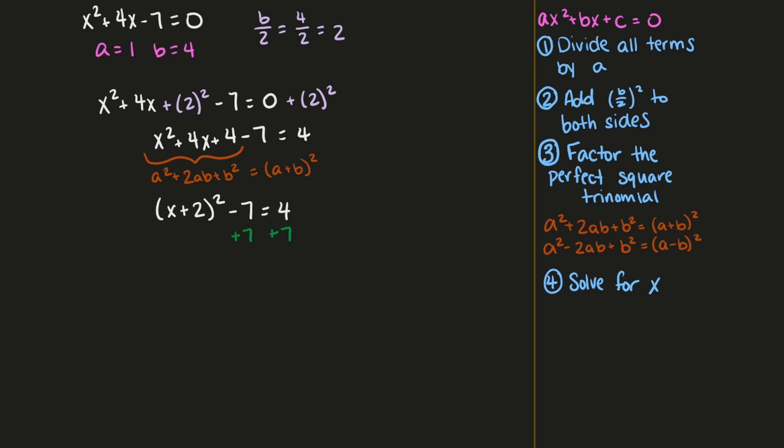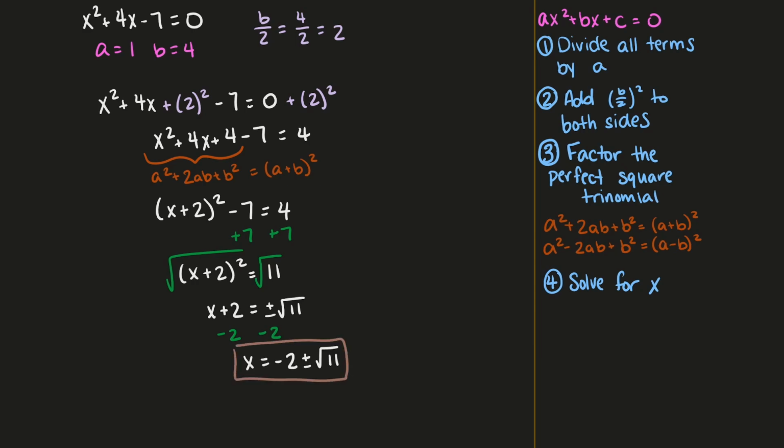We'll start by adding 7 to both sides, and we get x plus 2 squared equals 11. Take the square root on both sides. X plus 2 will be equal to the positive and negative square root of 11. Subtract 2 from both sides, and we're left with x equals negative 2 plus or minus the square root of 11, which is our answer.